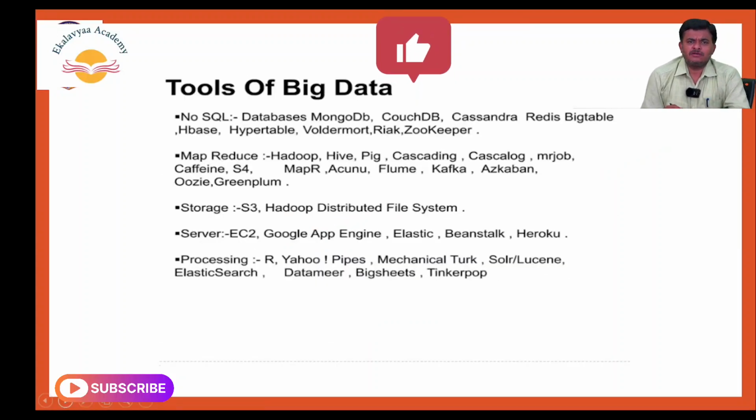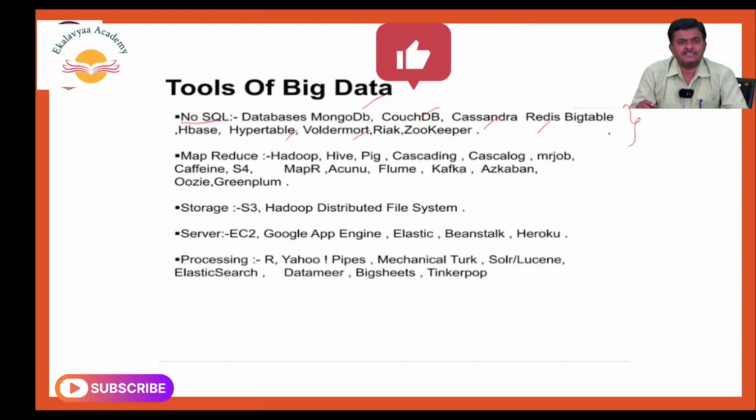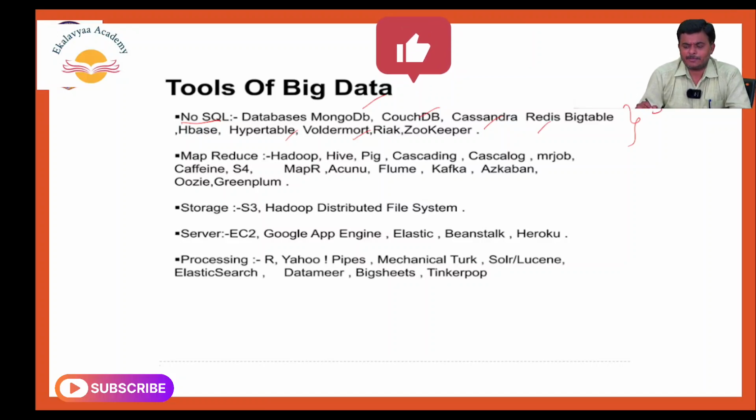There are several tools that help organize big data. The first one is NoSQL. These are databases such as MongoDB, CouchDB, Cassandra, Redis, Bigtable, HBase, Hypertable, Voldemort, Riak, and Zookeeper. These are some NoSQL databases that can be used to organize the big data that is generated. This is the storing section, and then this is the processing section.